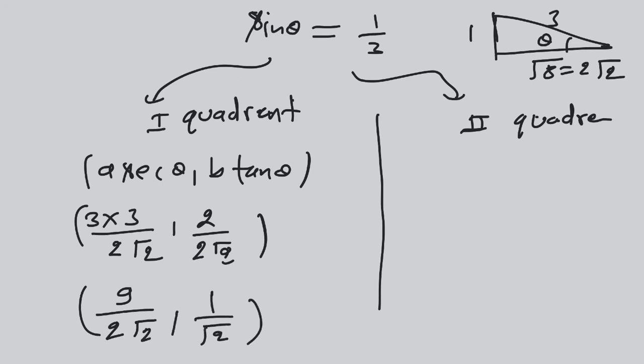Similarly, the other point is in the second quadrant, where both a sec theta and b tan theta will be negative. That's why we get minus 9 upon 2 root 2, minus 1 by root 2. So I hope, dear students, you got this particular problem. Thank you all of you.